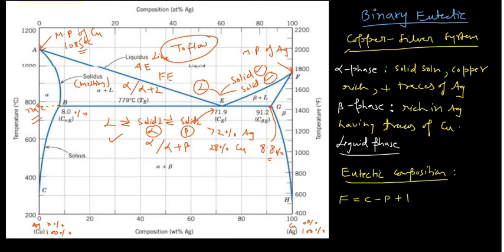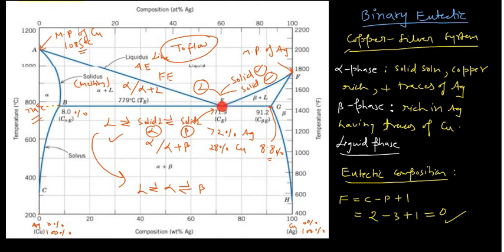So it is just like your liquid in equilibrium with alpha, and it is in equilibrium with the beta. So in that case, 3 phases are there. If you want to calculate how many components are there, 2 components are there, copper and silver. And in that case phases are 3, and if it is again +1, this will give you 0. So at this particular point E, the degrees of freedom is 0.